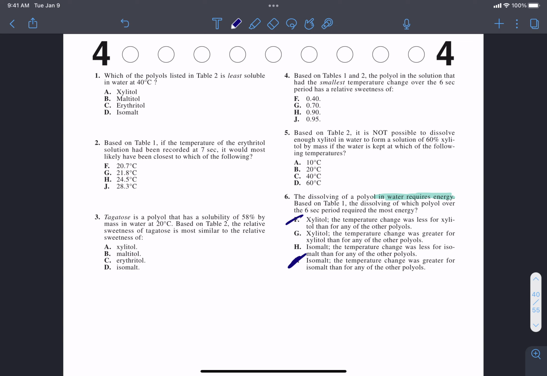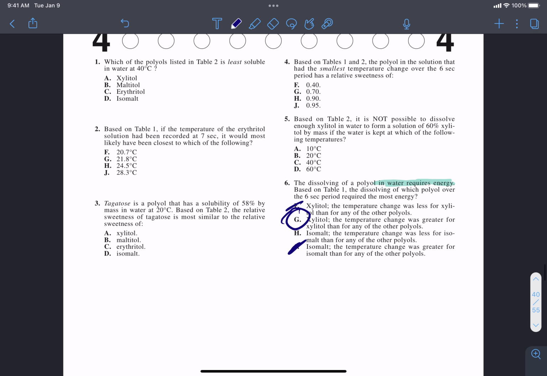Which one is going to require more energy? Is the one that's going to have a greater temperature change going to require more energy, or is the one that's going to have a lesser temperature change going to require more energy? Well, the obvious answer is the greater the temperature change, the greater the energy required. Again, the question is asking you which one required the most energy.